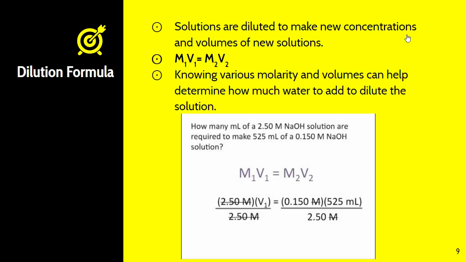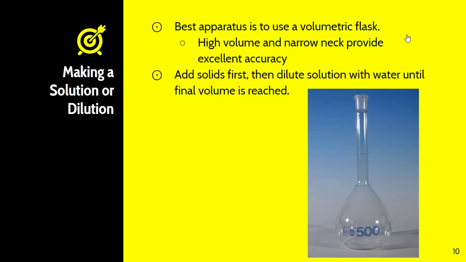Speaking of making solutions, the best way to do this is using a volumetric flask. It has a high volume and has a narrow neck, and that narrow neck actually provides excellent accuracy, even more than that compared to a graduated cylinder. The way we make the dilutions is we add the solids first, then dilute the solution with water until the final volume is reached. Okay? So we'll practice with this in lab as well.